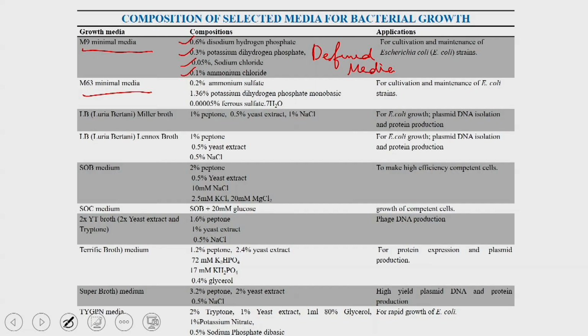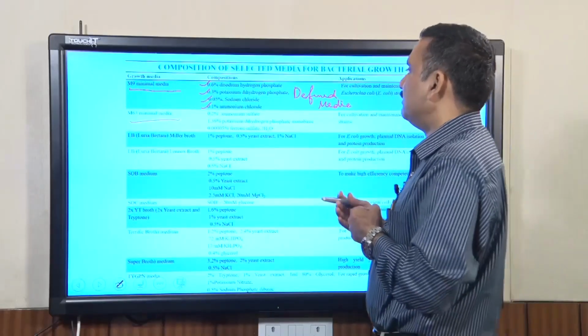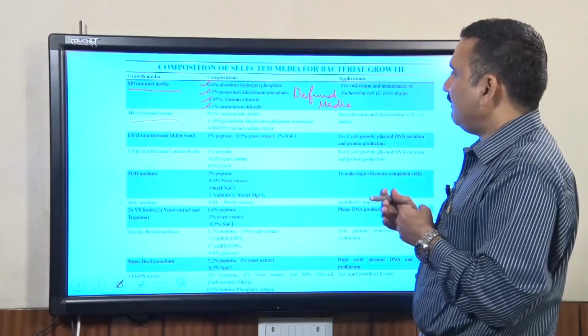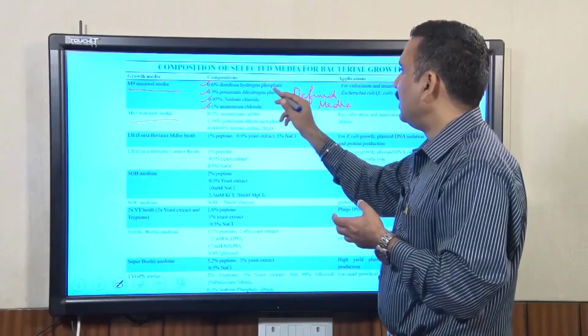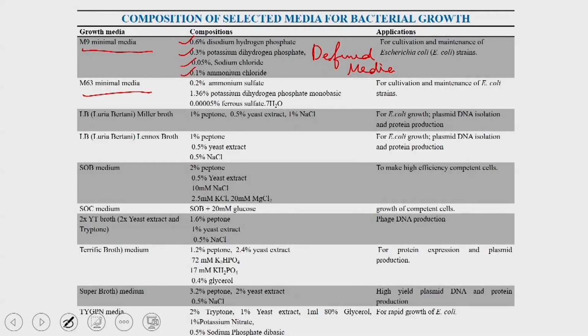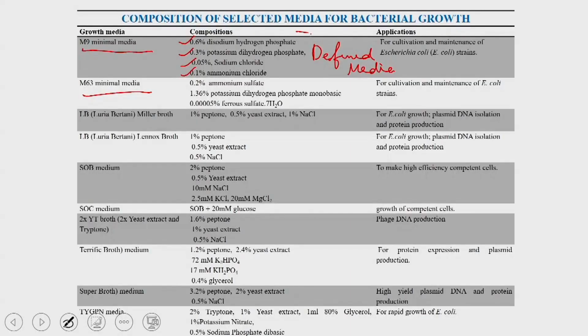Because it is a pure media, you can vary the constituents, and that is how you can change the media composition in a very controlled fashion. For example, if you want to change the phosphate, or the NaCl, or the ammonium chloride, you can do it very precisely, and there is no other contaminating complex mixture present.